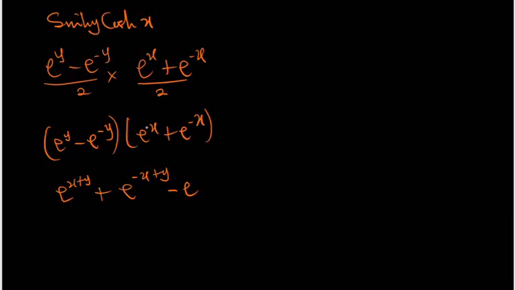Then this guy will take over, minus e power negative y times this, multiplying this will be e power negative y plus x, which can be written as x minus y. And then its last multiplication will be e power negative y plus negative x, which is the same thing as minus x minus y, all over the denominator, which will be 4.